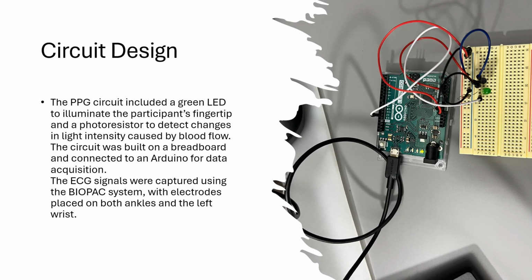We designed a simple PPG circuit where the green LED illuminated the participant's fingertip, and the photoresistor beneath the finger detected blood volume changes as variations in light intensity. The circuit was connected to the Arduino for data acquisition. The ECG signals were captured separately using the BIOPAC system, with electrodes placed on the participant's left wrist and both ankles. Together, these two systems allow us to synchronize and analyze the data for PTT.